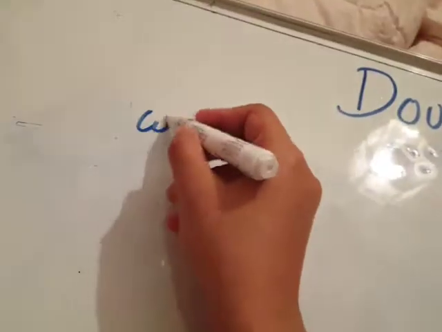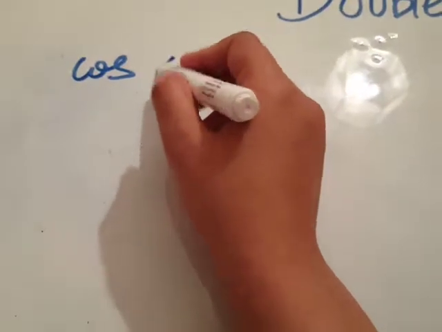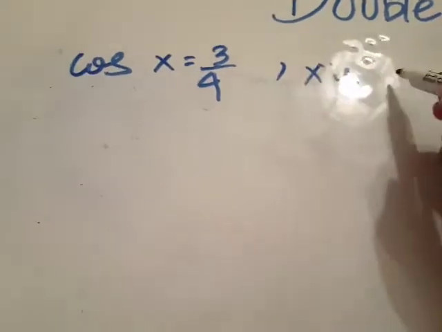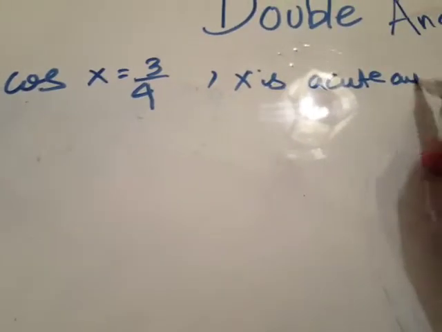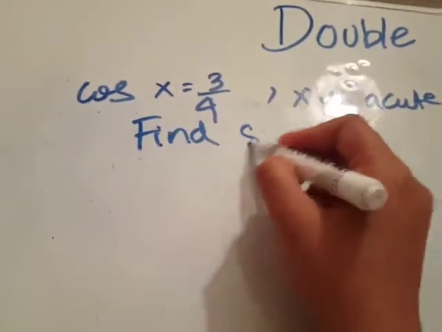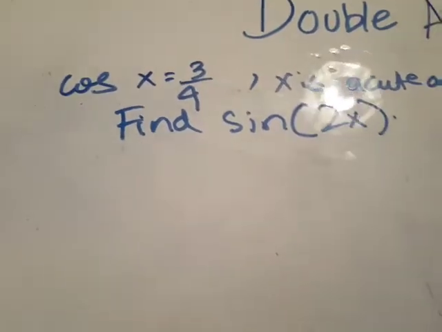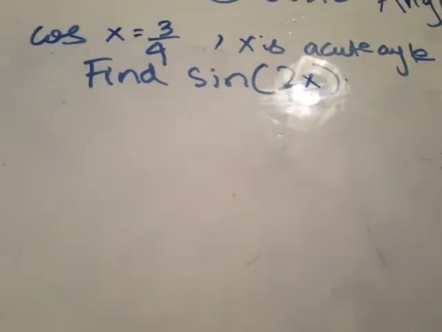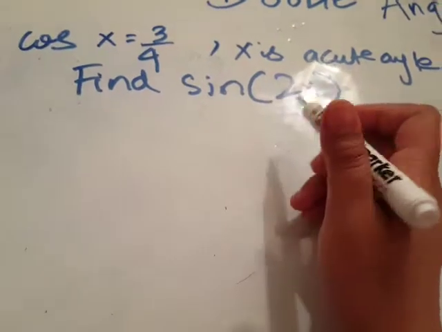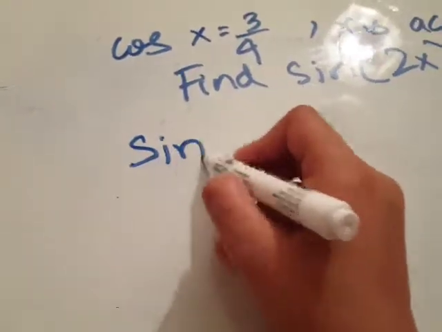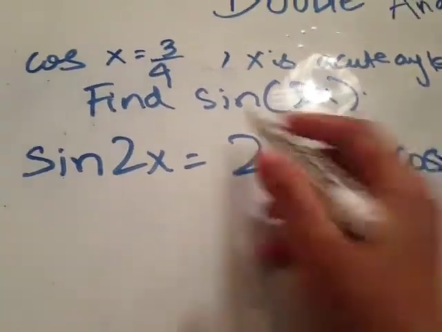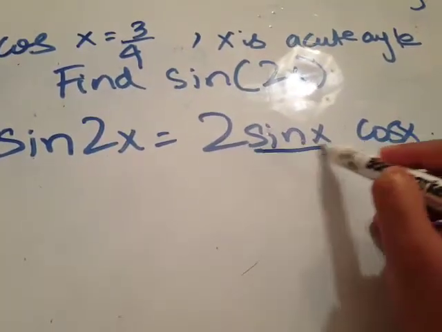For example, it's given that cos of x is 3/4 and x is an acute angle. Let's find sine 2x. Cos x is given. You need to find sine of 2x. What is the formula for sine of 2 theta or sine of 2x? It is actually equal to 2 sine x cos x. Right, now you have the value of cos x, but you don't have the value of sine x.